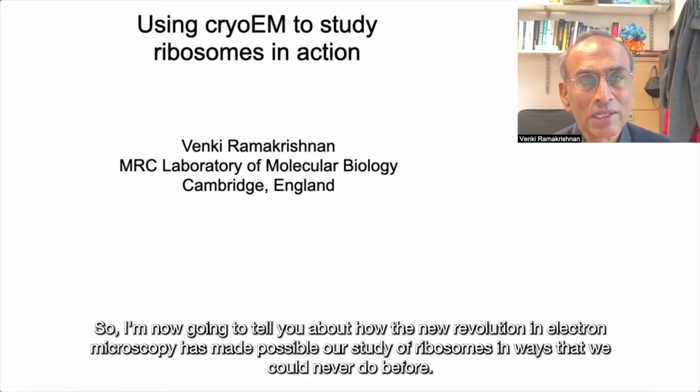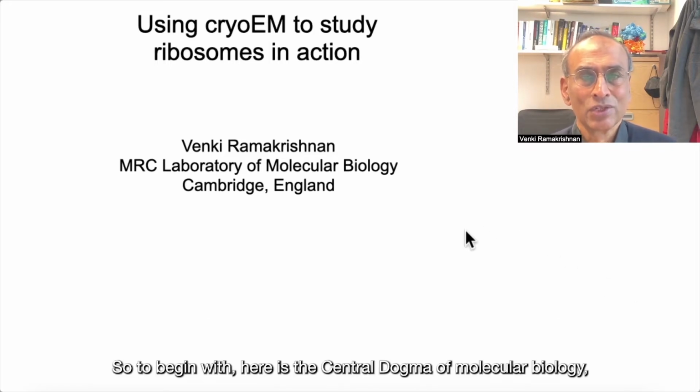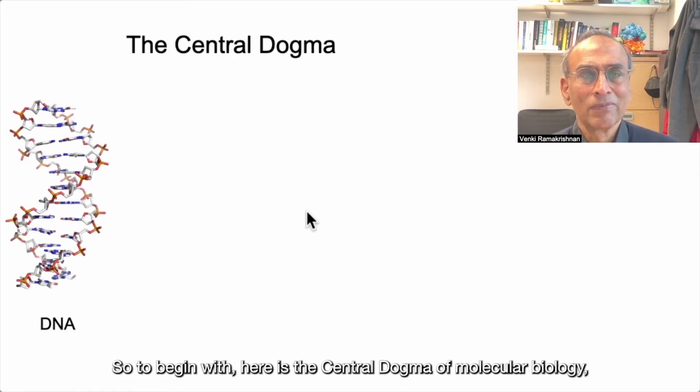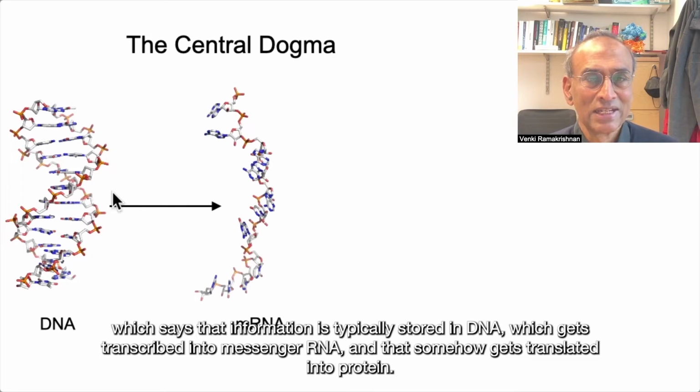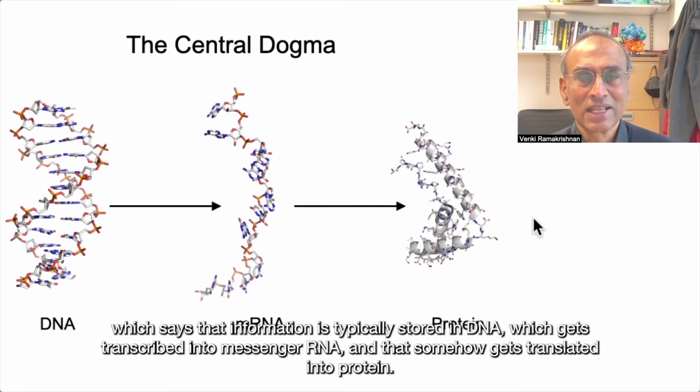So I'm now going to tell you about how the new revolution in electron microscopy has made possible our study of ribosomes in ways that we could never do before. To begin with, here is the central dogma of molecular biology, which says that information is typically stored in DNA, which gets transcribed into messenger RNA, and that somehow gets translated into protein.